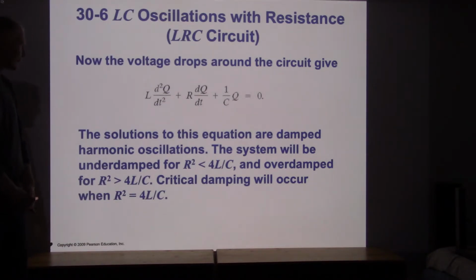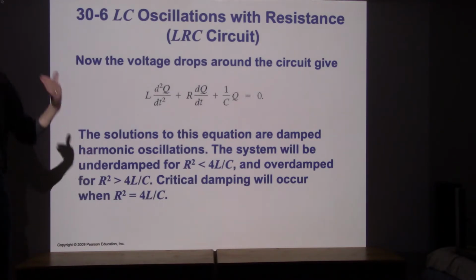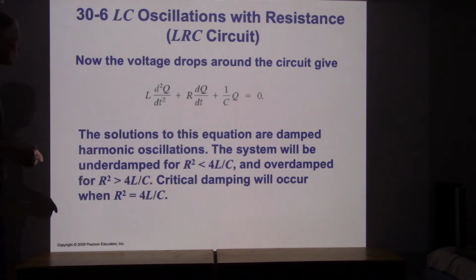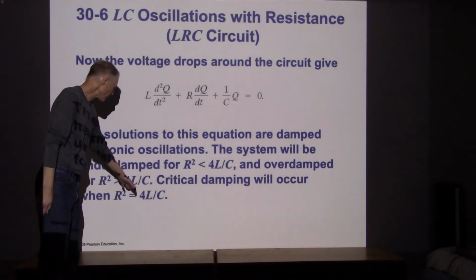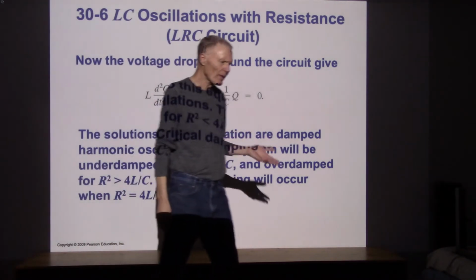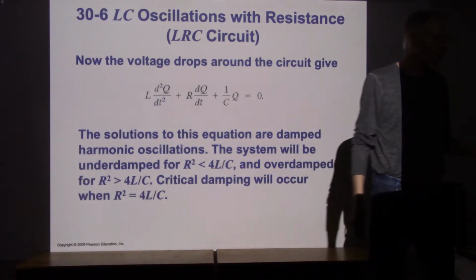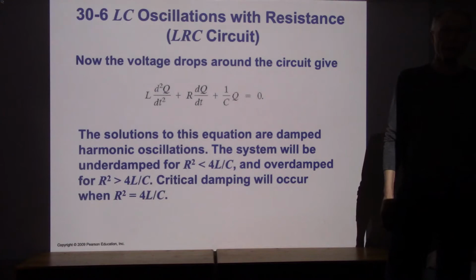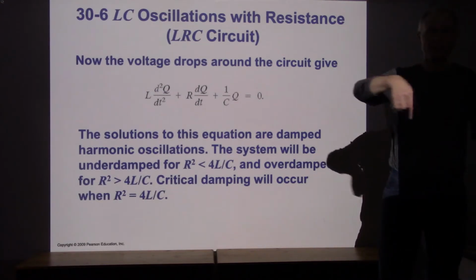And then finally, you might ask, well, what happens if R squared is right at the threshold value? If it's right at the threshold value, we call that critical damping. And when we have critical damping, that's kind of the least abrupt way of coming back to equilibrium.